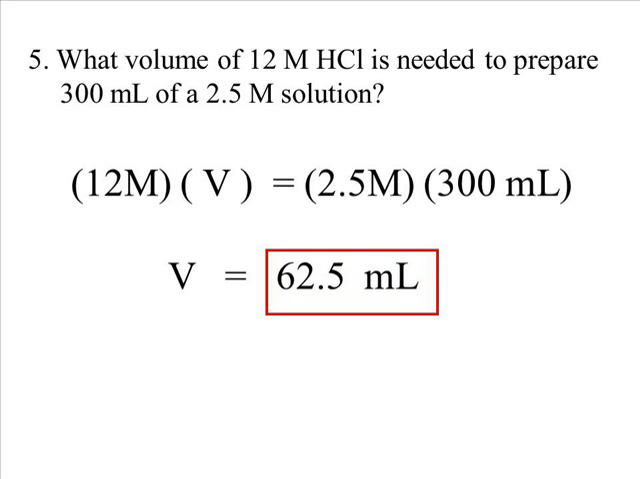What volume of 12 molar HCl is needed to prepare 300 milliliters of a 2.5 molar? Again, now we're solving for the volume component. 12 molar HCl is what we have. We're solving for the volume. We're trying to make a 2.5 molar solution, and we want 300 milliliters of it. So we're going to use 62.5 milliliters of the 12 molar, and we will end up, when we prepare the solution, with 300 milliliters of a 2.5 molar.